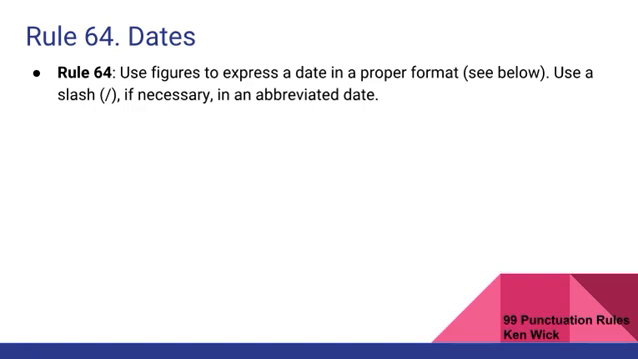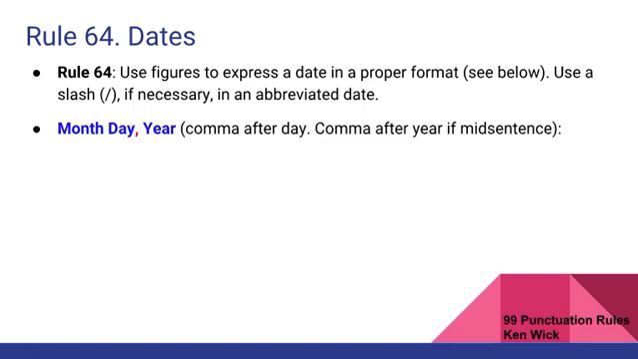So Rule 64, use figures to express a date in a proper format, see below. Use a slash, if necessary, in an abbreviated date. Now, here's the first format. It's month, day, comma, year. So comma after the day, and there's a comma after the year if mid-sentence. This is a very common mistake, not to see the comma after the year mid-sentence.